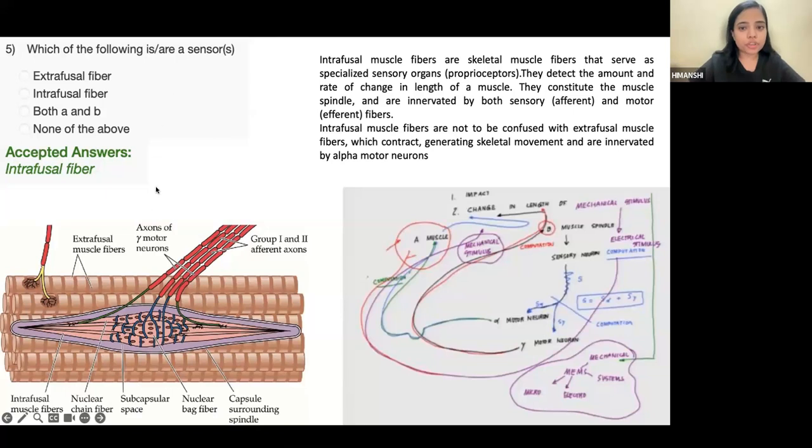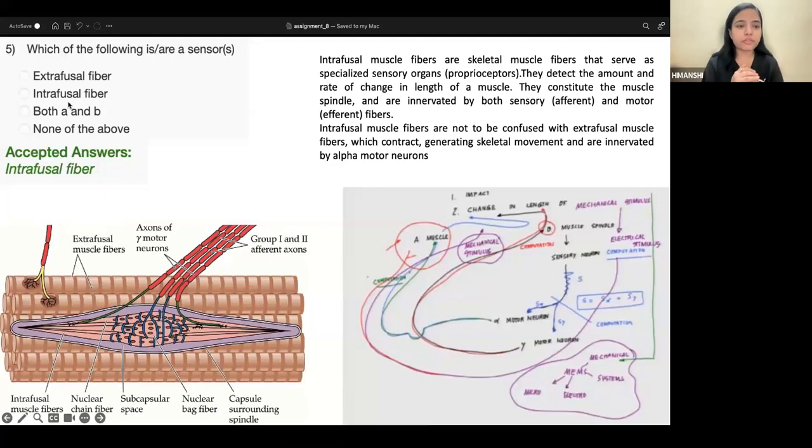A little bit more information about intrafusal fiber, as in the previous question we have discussed the extrafusal fiber. Intrafusal muscle fibers are skeletal muscle fibers that serve as specialized sensory organs or proprioceptors. They detect the amount and rate of change in length of a muscle. They constitute the muscle spindle and are innervated by both sensory, that is afferent, and motor, that is efferent fibers.